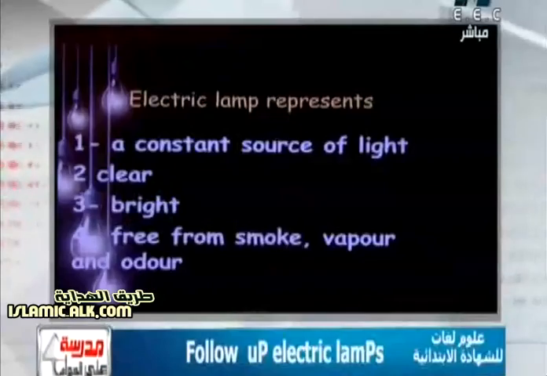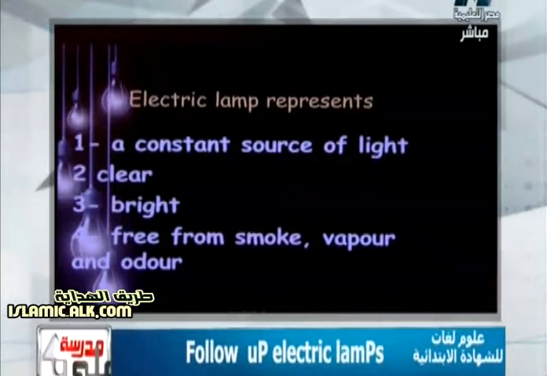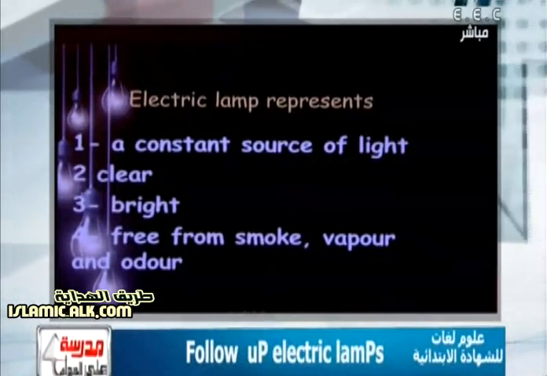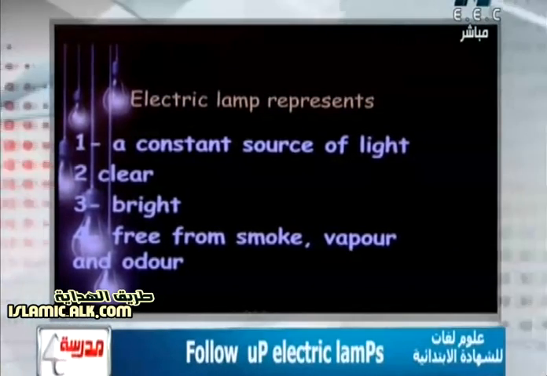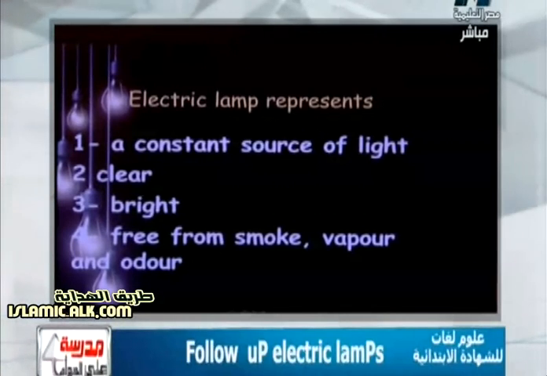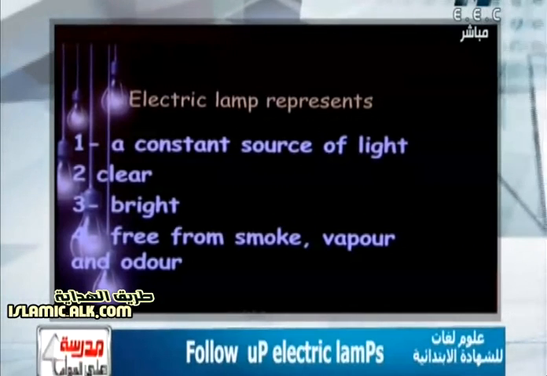Because the electric lamp gives us a constant source of light. We have many answers for this question. Because the electric lamp is a constant source of light. Because the electric lamp also is clear. Because the electric lamp is bright. And also the electric lamp is free from smoke, vapor, and odor.